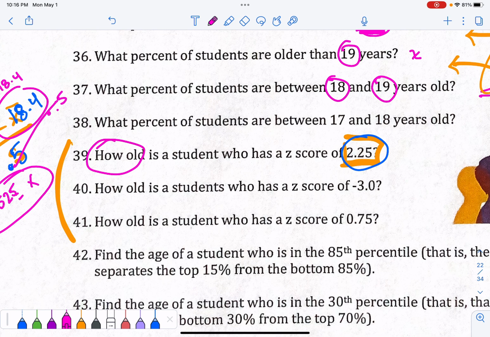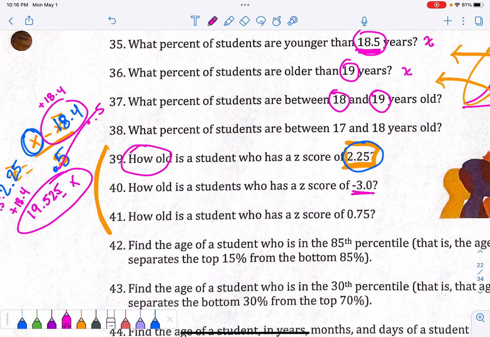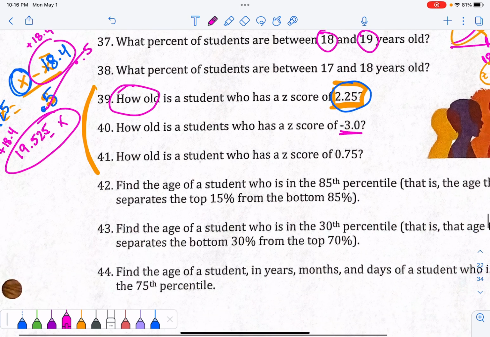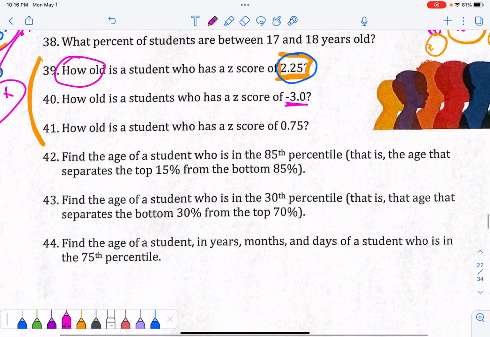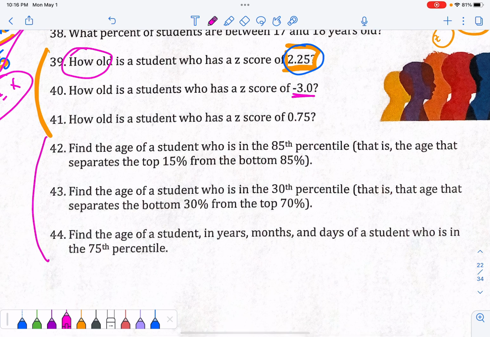How old is a student that has a z-score of -3? That's going to be much younger than 18 and a half years old, like maybe 17 years old. All right, and then these next three here, I'm going to do number 42 with you.